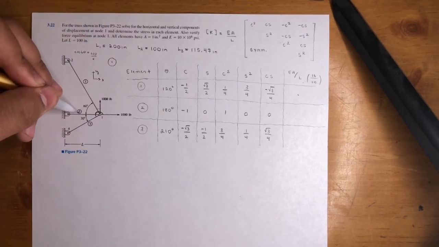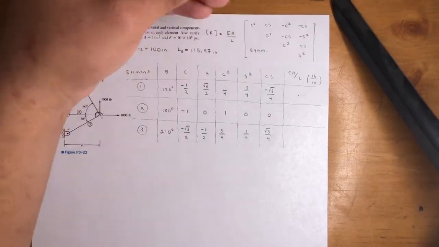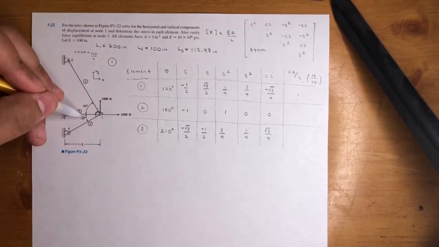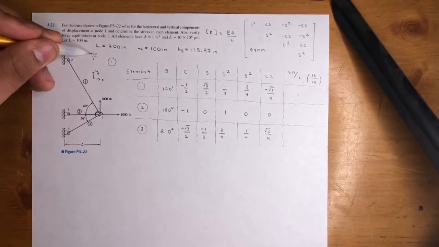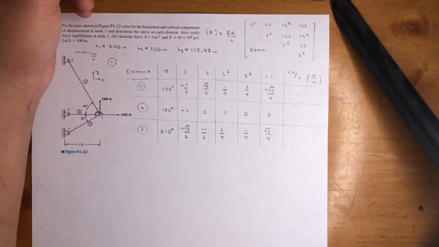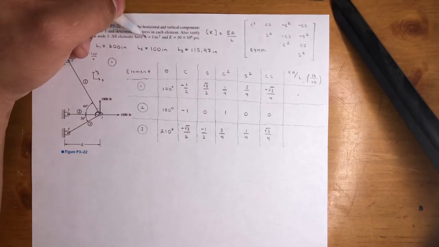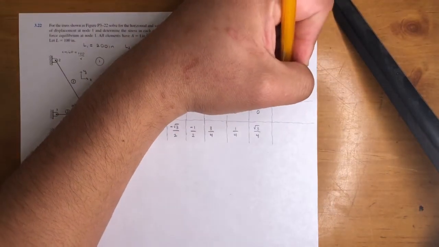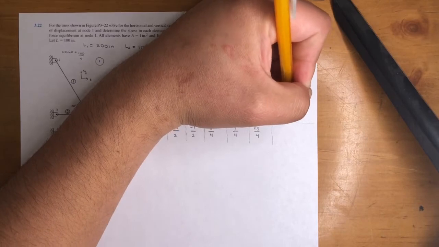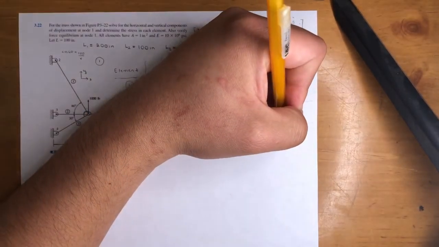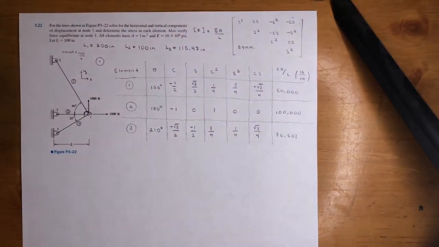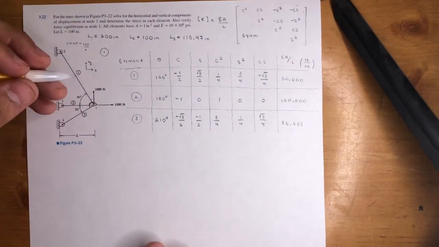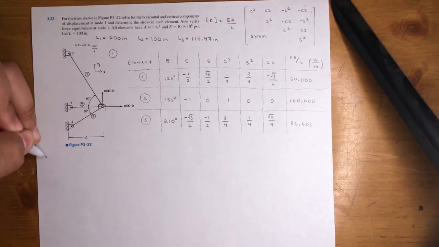Now length 2 is just 100, so the first length was 200 and the next one is 100. For length 3, you do cosine 30, which is equal to 100 divided by x. You'll get 115.47. Now for each one, you do EA over their respective length. You get 50,000 for the first one, 100,000 for the next one, and 86,603 for the third one. Now that we have all those values, we can start assembling the little matrices, and after that we'll do the global stiffness matrix.